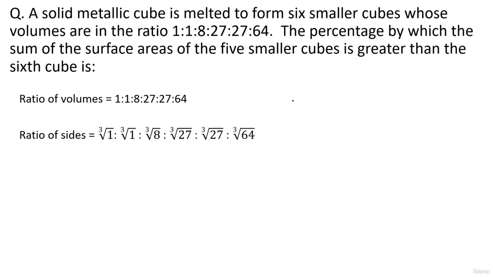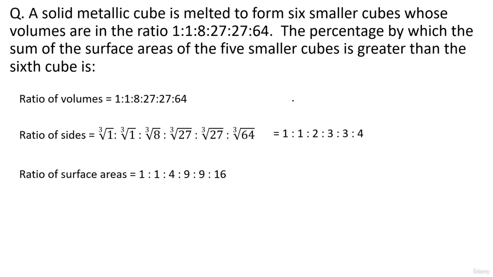So take the ratio of the sides, that is the cube roots of all these values, 1, 1, 8, 27, 27, 64, right? That is the ratio of the sides. So what will be the cube root of these? 1, 1, 2, 3, 3, and 4. Now when we square them, we get the ratio of the surface areas for all these cubes, right? So when you square them, you will get 1, 1, 4, 9, 9, 16.